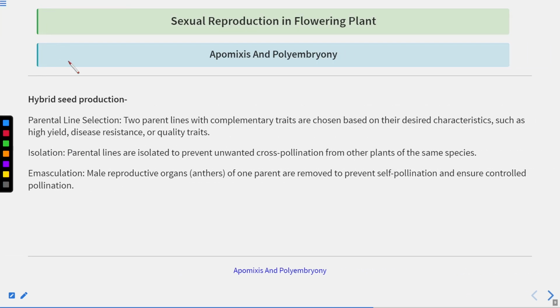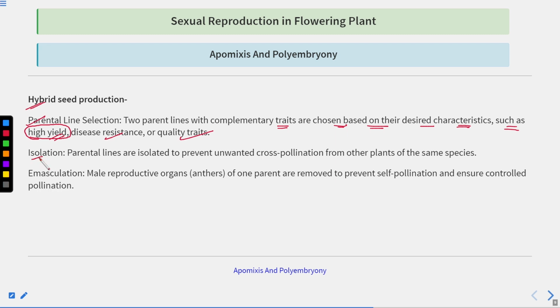Now let's talk about the hybrid seed production, just briefly we'll discuss. First is the parental line selection. Two parent lines with complementary traits are chosen based on their desired characteristics such as high yield, disease resistance, or quality traits. So, two parent lines with complementary traits are chosen based on their desired characteristics. One of these characteristics is high yield. We want high yield, so this characteristic is chosen.